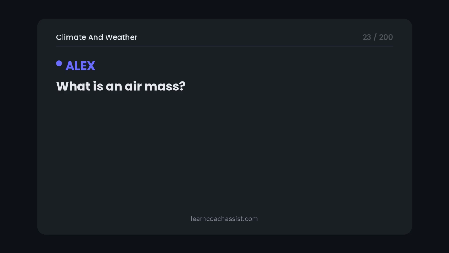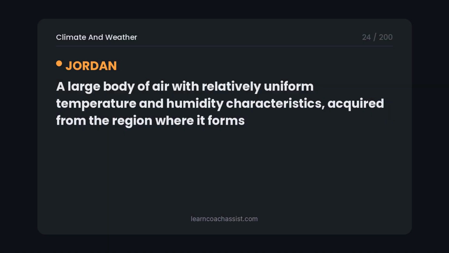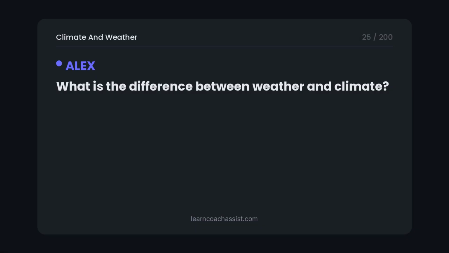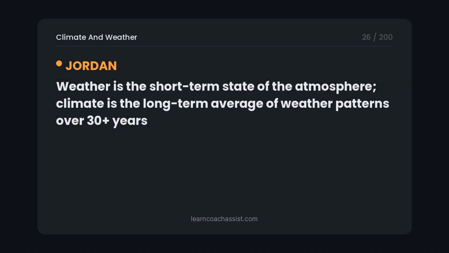What is an air mass? A large body of air with relatively uniform temperature and humidity characteristics, acquired from the region where it forms. What is the difference between weather and climate? Weather is the short-term state of the atmosphere. Climate is the long-term average of weather patterns over 30-plus years.